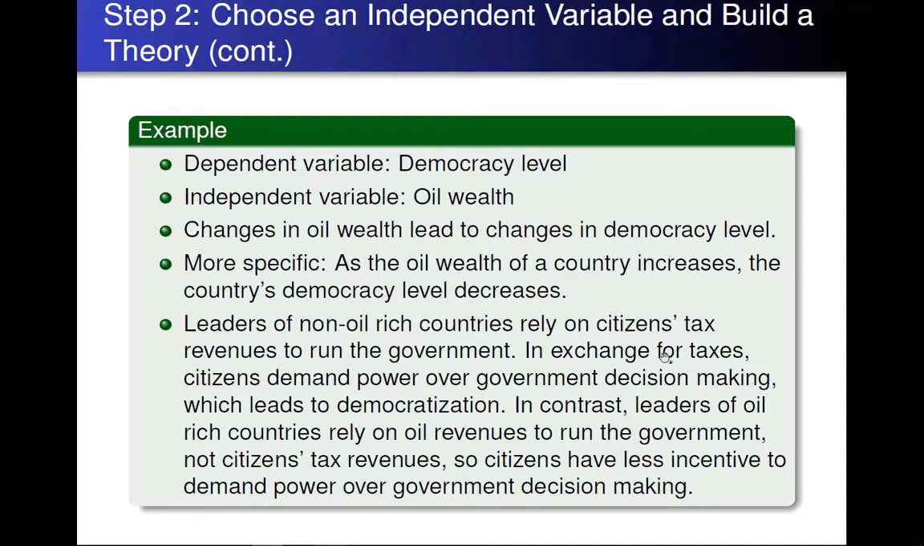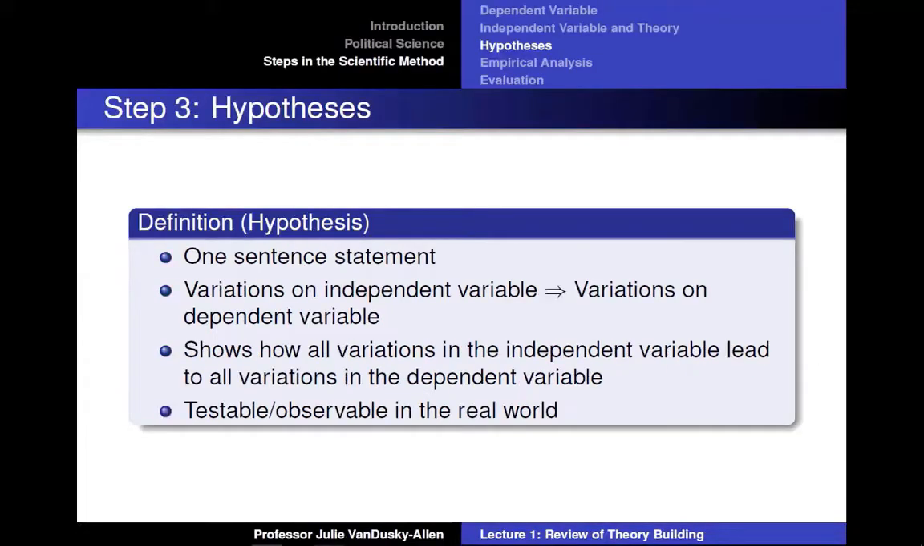The third step in the scientific process is deriving a hypothesis from your theory. A hypothesis is a one-sentence statement that describes how all of the variations in the independent variable influence all the variations in the dependent variable. If the independent variable has a positive effect, then as the independent variable increases, the dependent variable should also increase. And if the independent variable has a negative effect, then as the independent variable increases, the dependent variable should decrease.